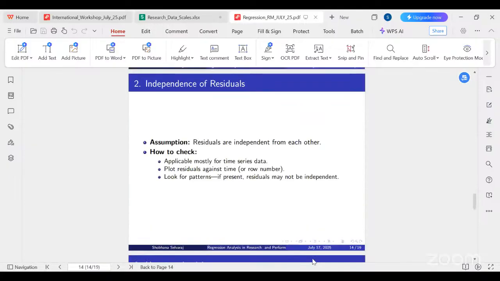Second one, independence of residuals. Basically, this assumption is checked for time series type of data.